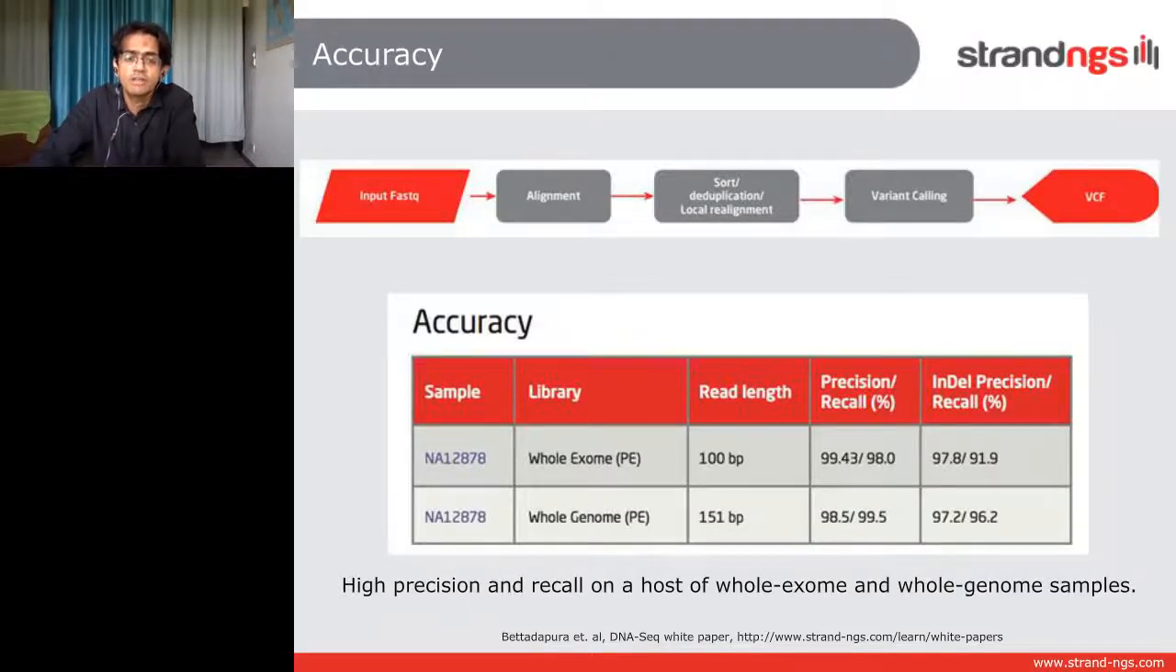Since every one of these stages is validated, that means that the variant call set that you get at the end also has a very high accuracy. So that's the first step.